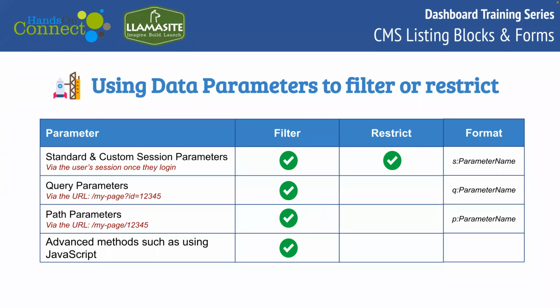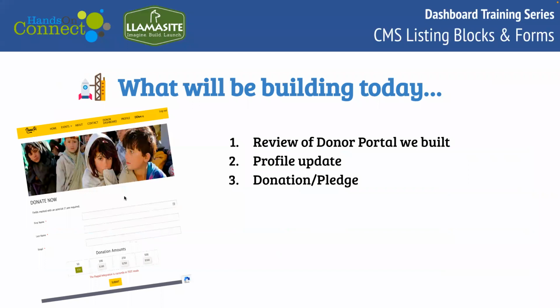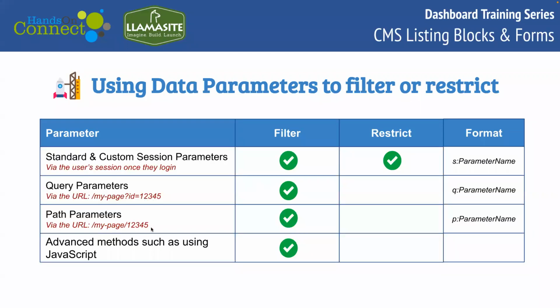And then there's path parameters, which is exactly the same thing as a query parameter, except that it's a little bit cleaner in the URL, because it doesn't put this question mark. See how it says question mark ID? It just puts the ID in the path. So it's a little bit cleaner. It's a little bit friendlier for SEO and things like that.